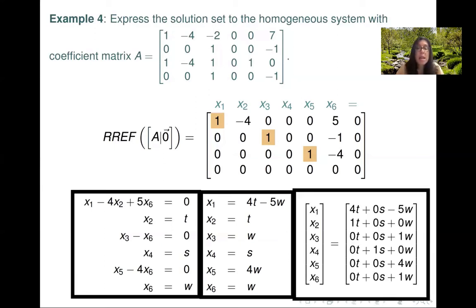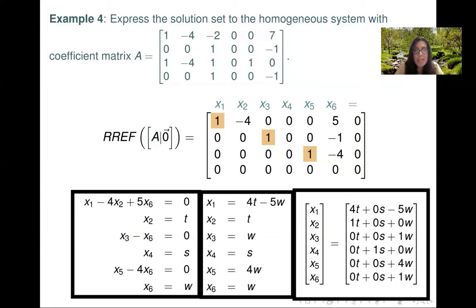Now I need to re-express things so that I have enough information to pull out the parameters and get the vectors that I need in my vector parametric form. So I can see from the middle column that I have t, w, and s variables, and I don't have any constants because I have a homogeneous system. So I'm going to need to express every single variable as something times t plus something times s plus something times w. So looking at x1, that's 4t plus 0s minus 5w.